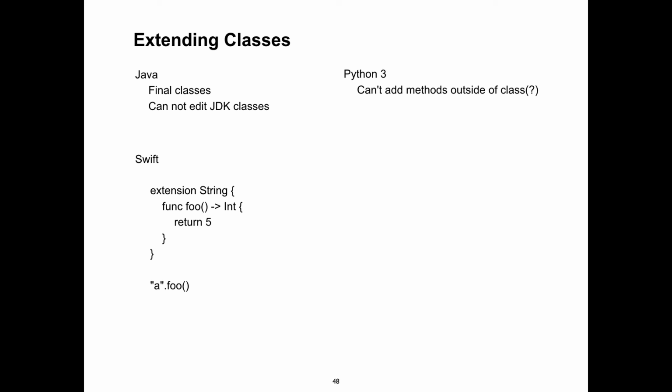So in Swift you can add things to existing classes. In Smalltalk we can do that. In Kotlin we can do that. So next time we'll start here again.